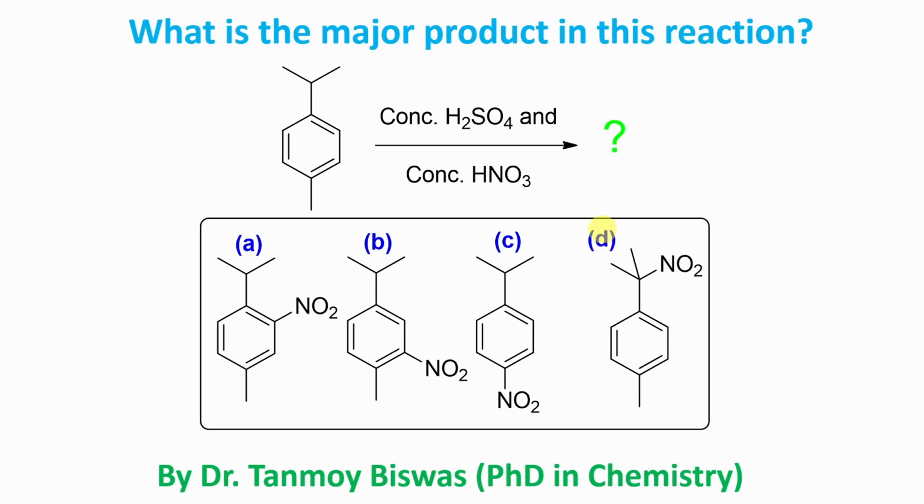Okay, I believe you have tried. So let's start. Now, what is the major product of this reaction? Reaction means this side is one isopropyl group and this side one methyl group. It reacts with concentrated sulfuric acid and concentrated nitric acid.